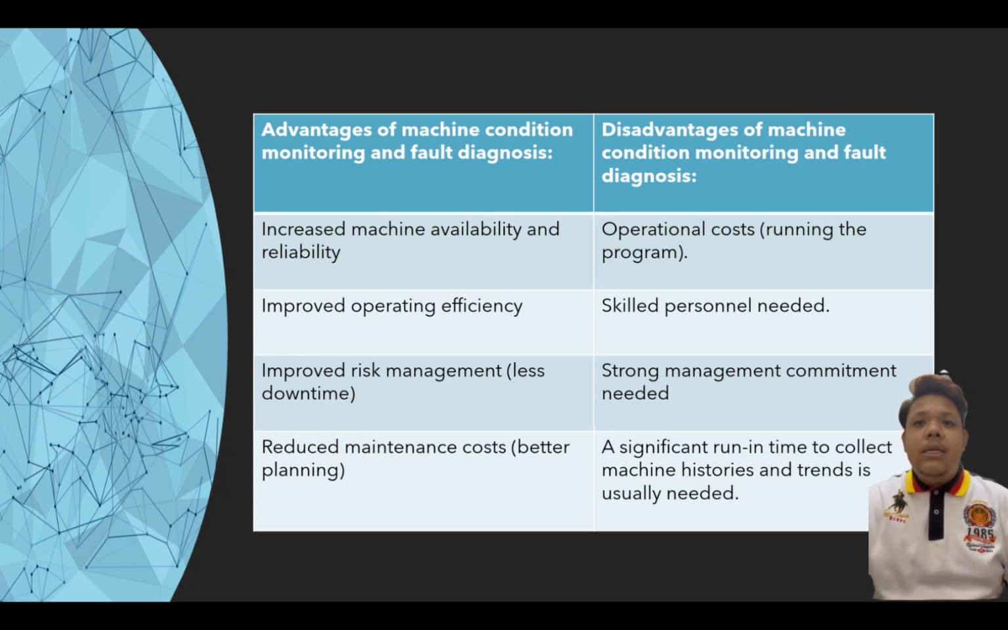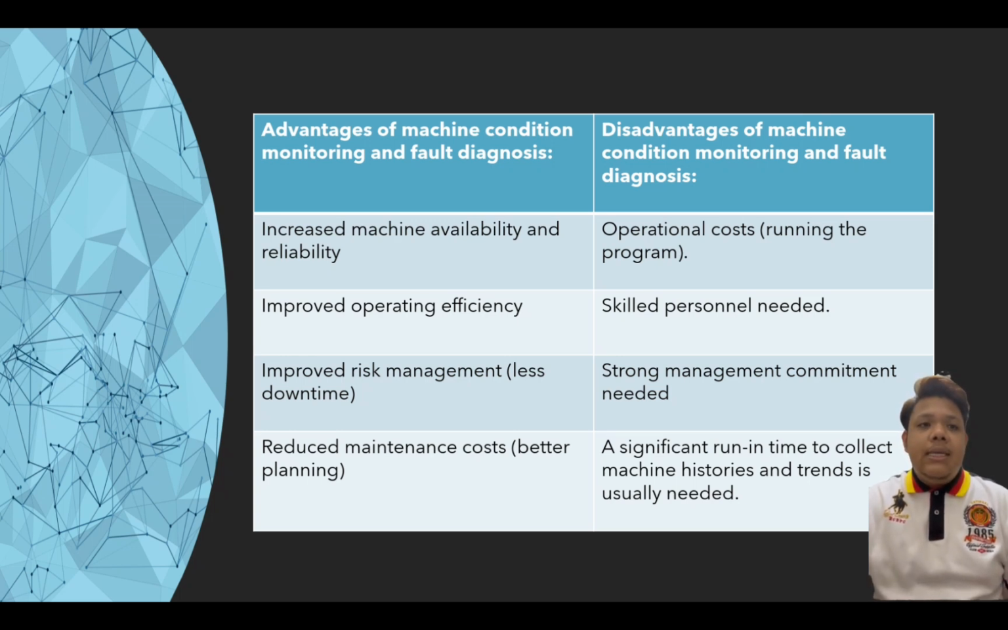First of all, it will increase the machine availability and reliability. Why we say that is because by continuously monitoring the conditions of gear, potential failure can be detected early, allowing for timely maintenance or repair action to be taken. This leads to increased machine availability and reliability as the risk of unexpected breakdown is minimized.